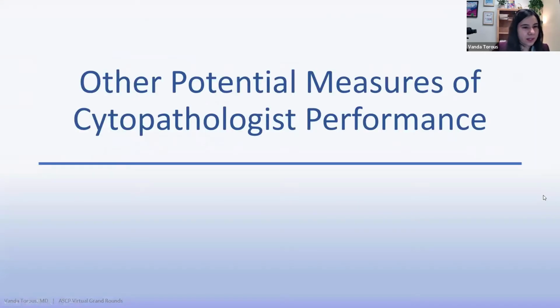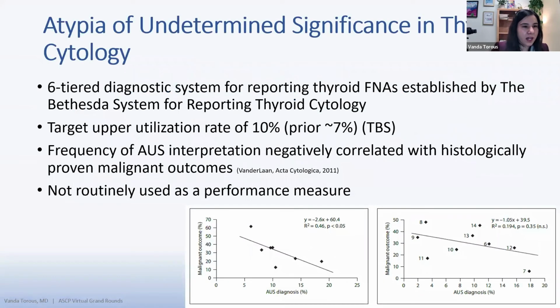So, I just spent a lot of time talking about cervical or gynecologic cytology, but a lot of these principles, especially now that we have more standard reporting systems, can be applied to other areas of cytology as well. In thyroid cytology, we have a 6-tier diagnostic system, the Bethesda System for Reporting Thyroid Cytology. We do have a target upper utilization rate of about 10% established by the Bethesda system.